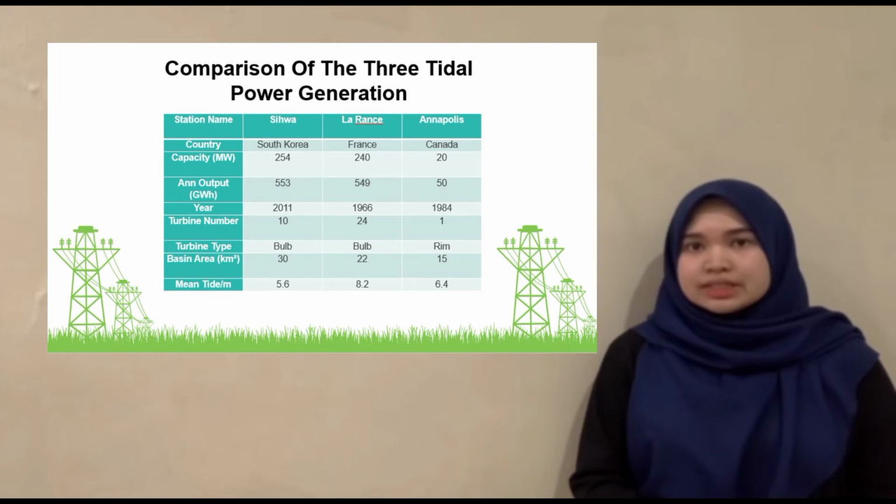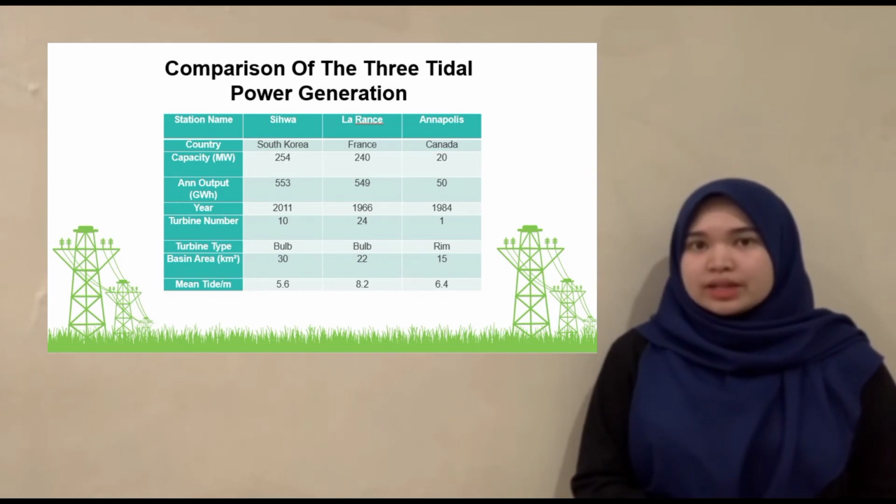Then, Annapolis Tidal Power Plant with capacity of 20 MW and annual generation output of 50 GWh. It was opened in 1984 and with the help of one turbine, electricity is generated from the tidal inflows into the 50 km² basin. The power plant site has an average tidal range of 6.4 meters.